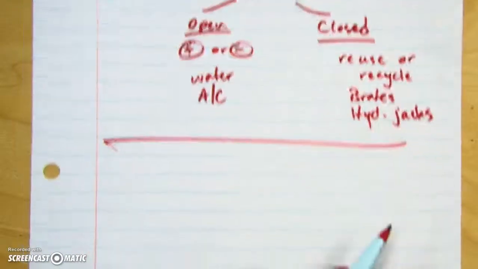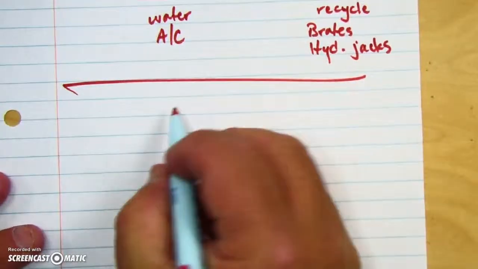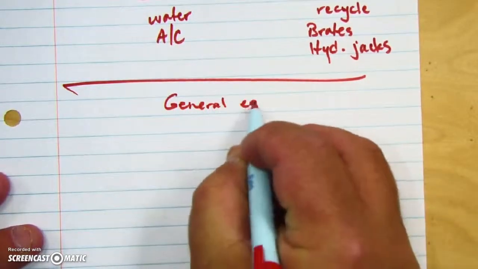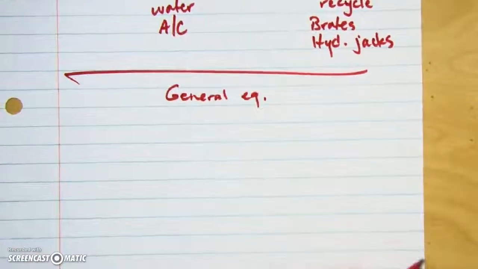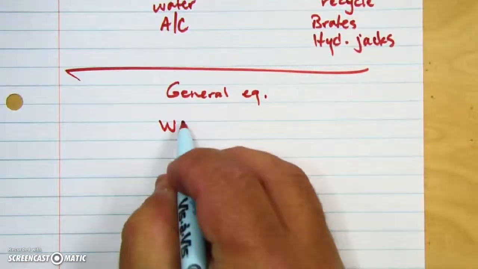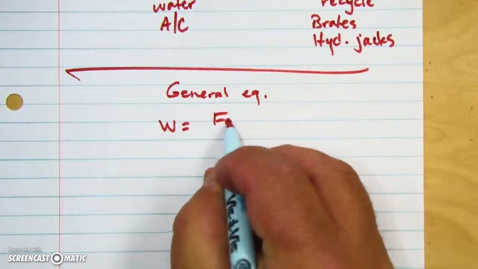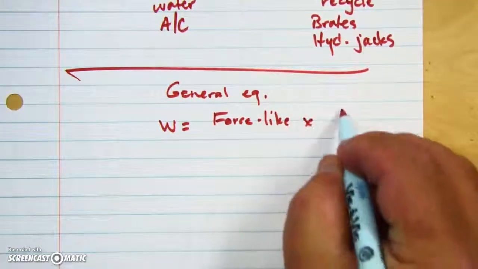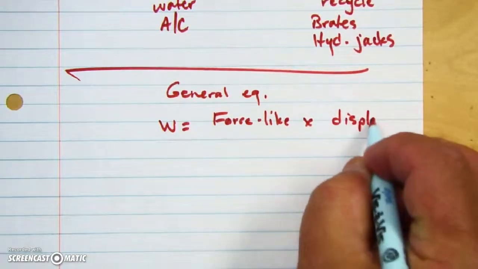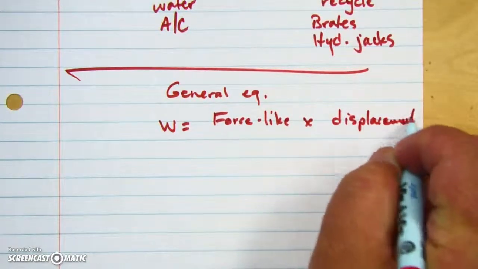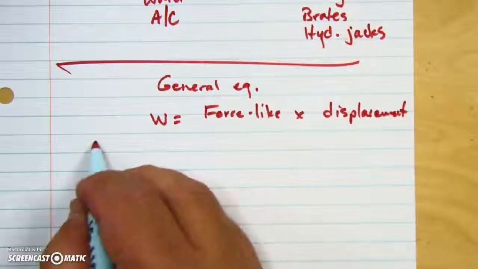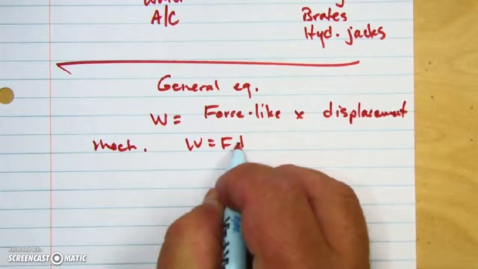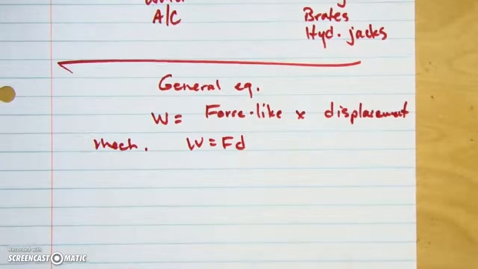Now, our general equation for work. Remember, we've talked about force in all the areas. Now we're going to talk about work in all the areas. Well, work is going to be the force-like quantity times a displacement. In other words, in our definition, something has to be displaced. For mechanical work, work was equal to F times D, force times displacement.